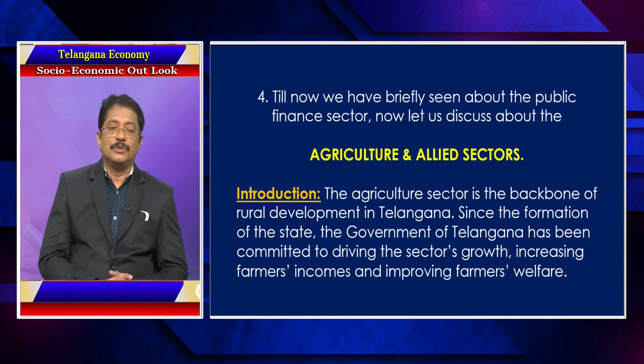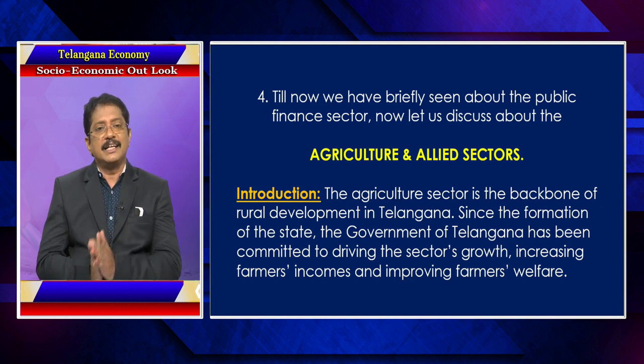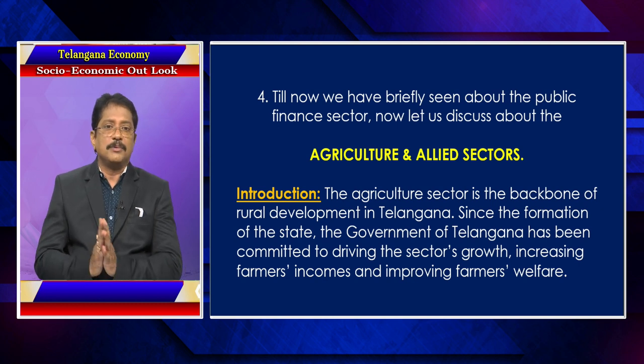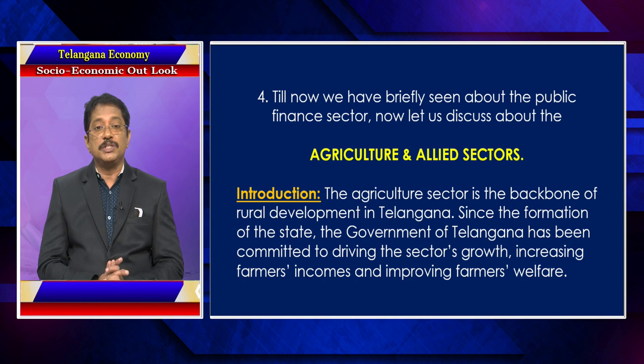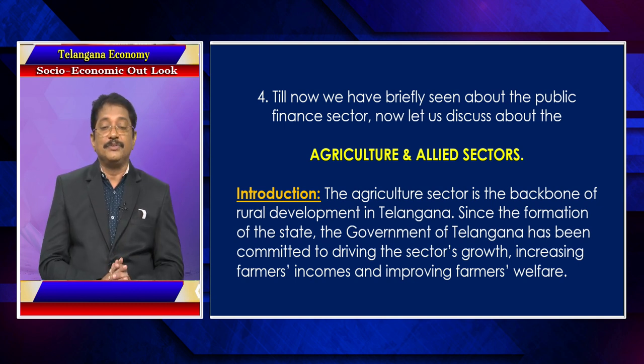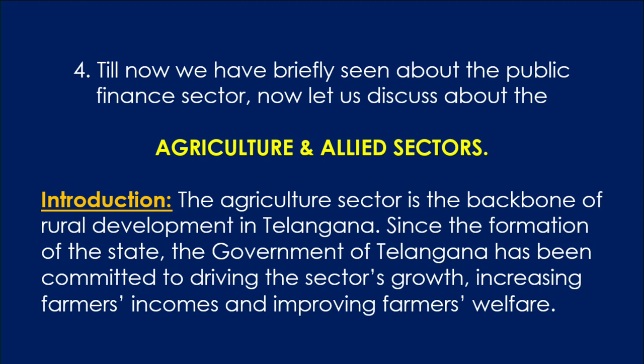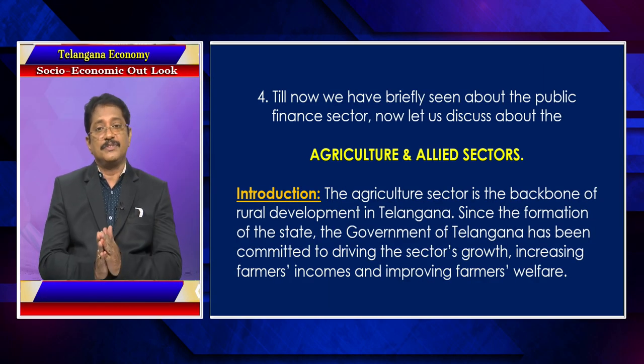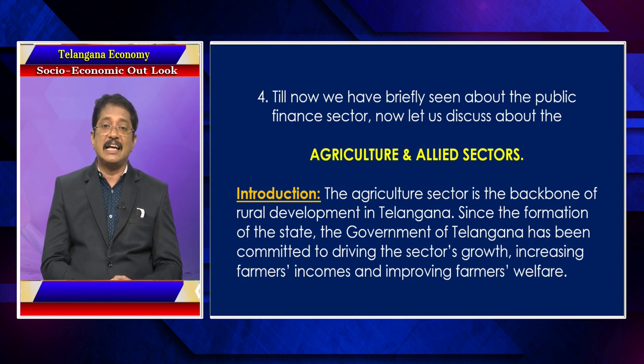Okay, now we are going to shift to the next area. We are going to discuss the economic outlook in all these 15 sectors. Now we are shifting to the fourth sector, that is agriculture and allied sectors. We have briefly seen the public finance sector. Now we will discuss the agriculture sector.